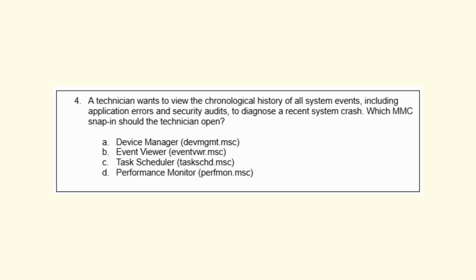All right, the first question here reads, a technician wants to view the chronological history of all system events, including application errors and security audits, to diagnose a recent system crash. Which MMC snap-in should the technician open? Is it A, Device Manager, B, Event Viewer, C, Task Scheduler, or D, Performance Monitor? Your answer is going to come after I have a sip of my coffee, so be ready to go. Okay, pause the video if you need more time. Hopefully it's still fresh in our brains.